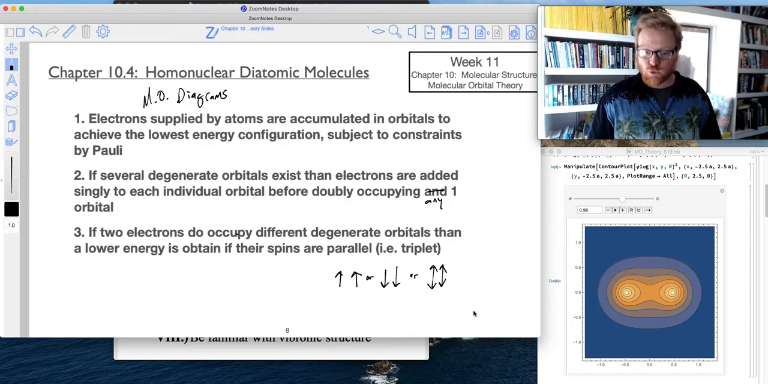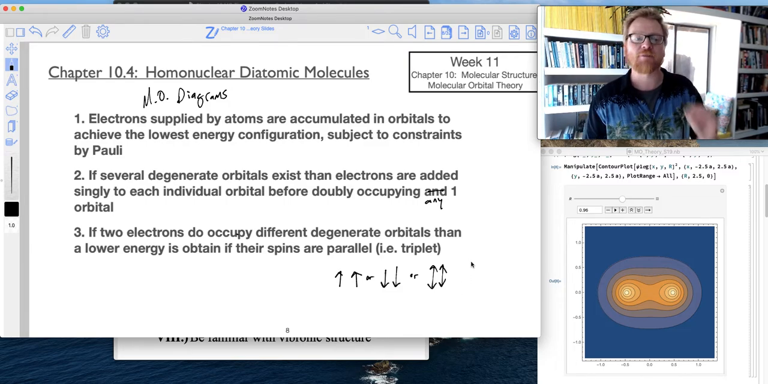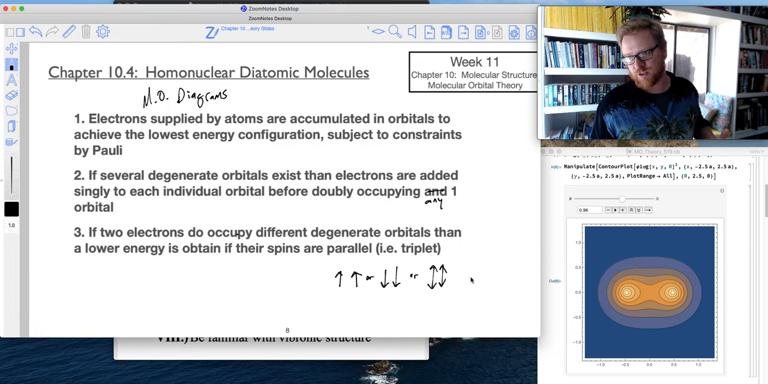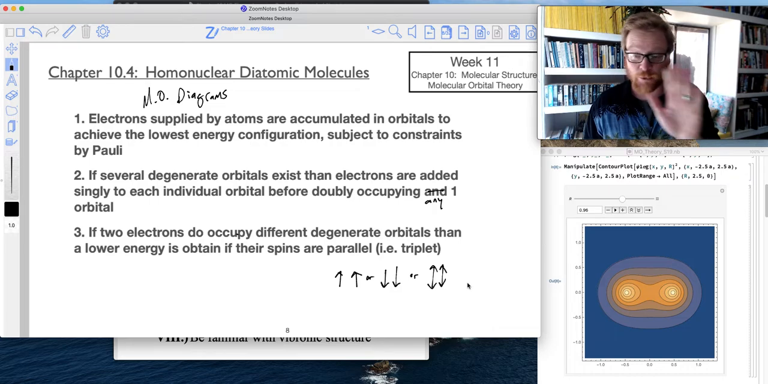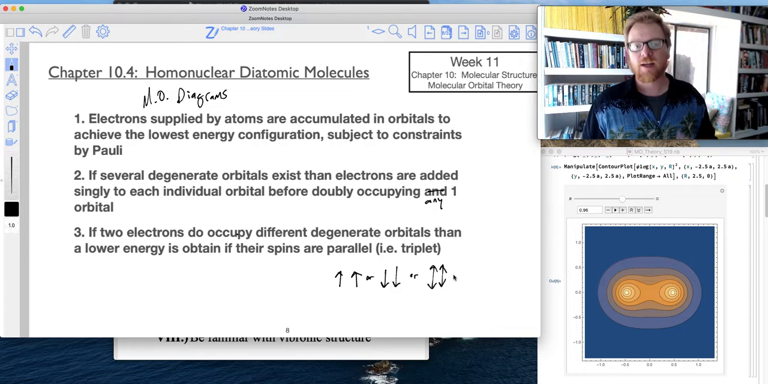And that's true if that's the only option for the electrons, right? Is that they both have to occupy the exact same orbital, then the lowest energy configuration will be achieved if they're singlets. However, if there are different degenerate orbitals that the electrons can spill over into, a triplet state will be the lowest energy state, okay?